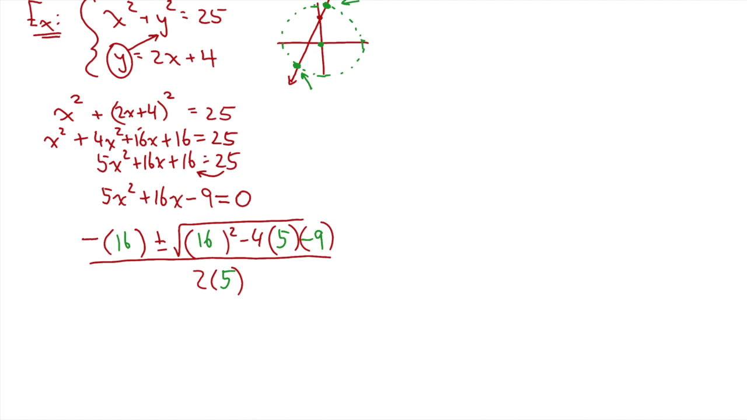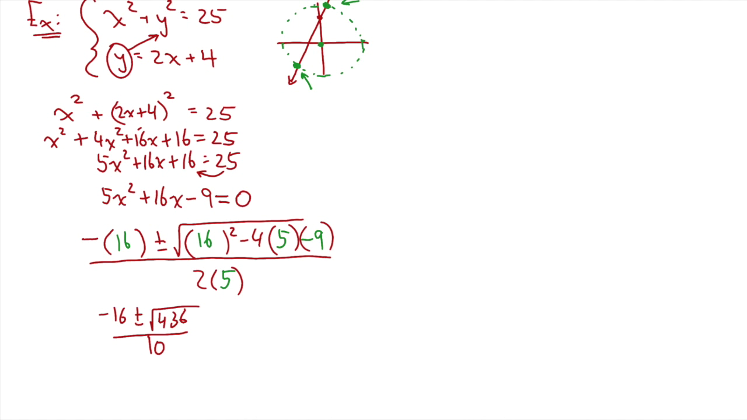Then you type it into your calculators and magically come up with an answer. 16 squared minus 4 times 5 times negative 9 is 436. So this becomes negative 16 plus or minus the square root of 436 all over 10. Why divide by 10 and not 2? Because it's 2 times 5 here, so it's 10 in this case.